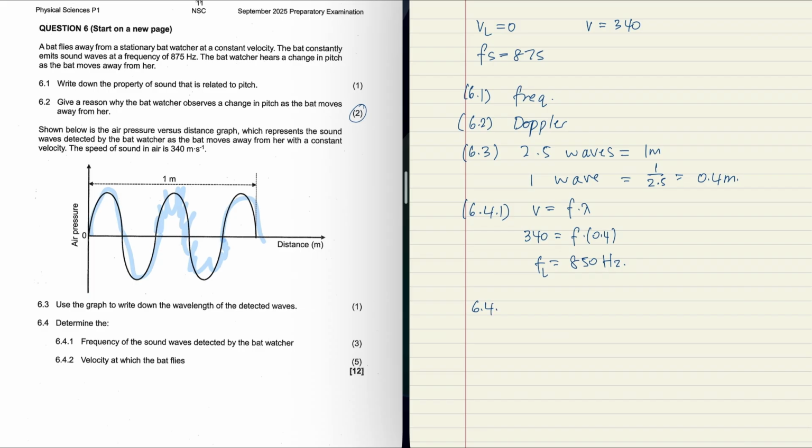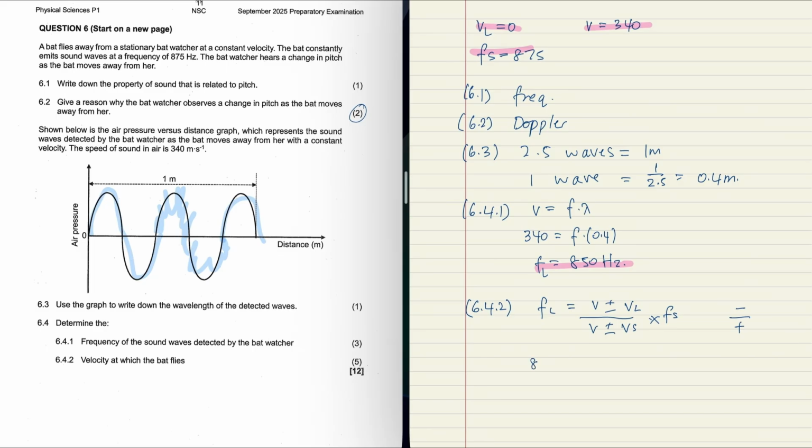Question 6.4.2, determine the velocity at which the bat flies. So if you look at the amount of information that we have that, and that. Calculating the velocity of the bat is not going to be that difficult. So we're going to go to our formula. FL is equal to V plus minus VL over V plus minus VS times Fs. Now, since it's moving away, you're going to have a small top and a big bottom. So in other words, you're going to have a minus in the numerator and a plus in the denominator.